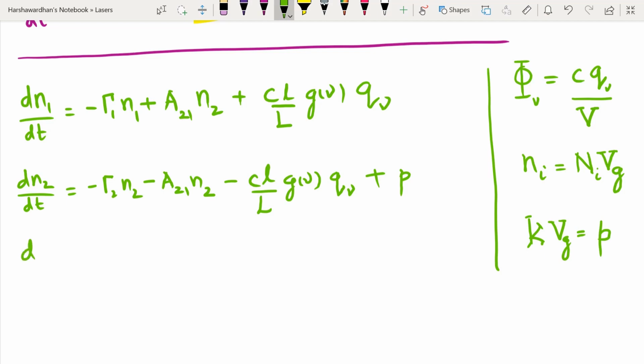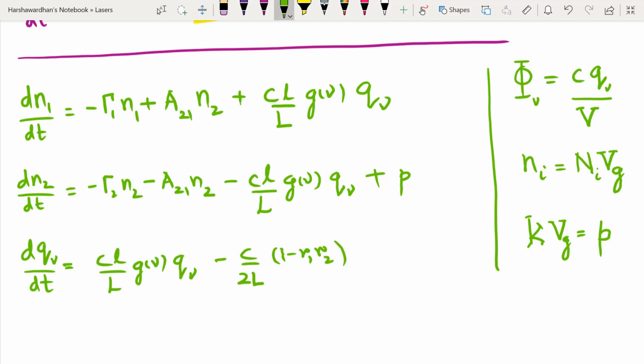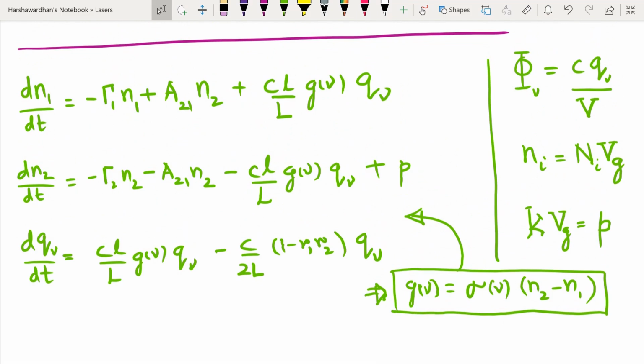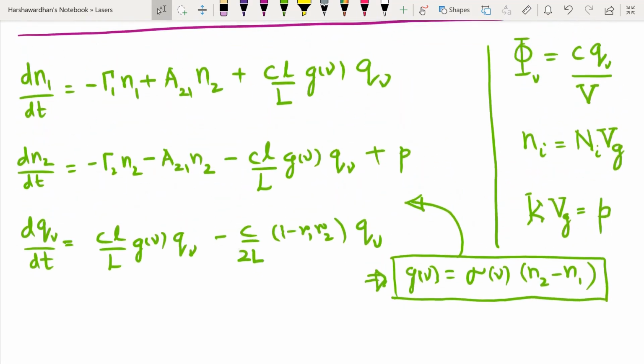And then I have the last equation, which is now governing the number of photons within the cavity, dQ nu by dt. This is the cavity photons which are in the lasing mode. This is C small l by capital L, g of nu Q nu minus C by 2L, which is 1 minus R1 R2, times Q nu. So in this equation, remember that g of nu is simply sigma times n2 minus n1, which is the number of atoms here. This definition is only true for this set of equations.